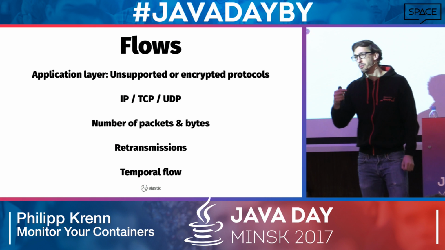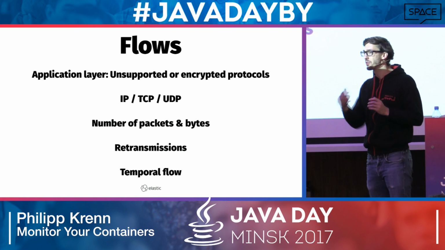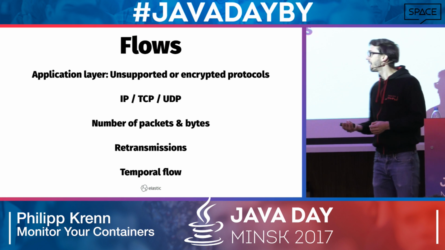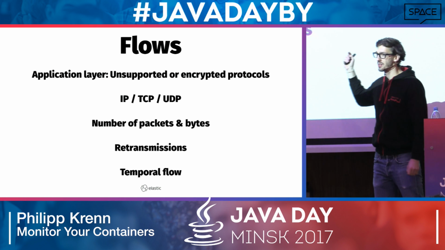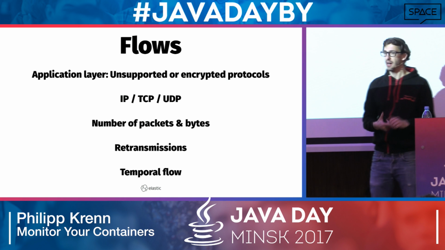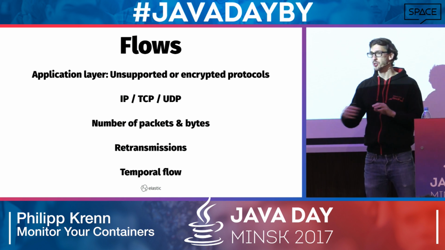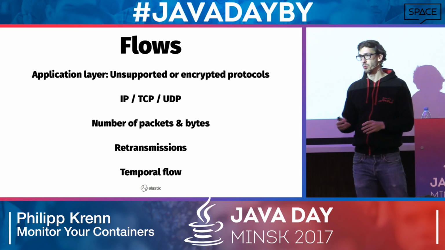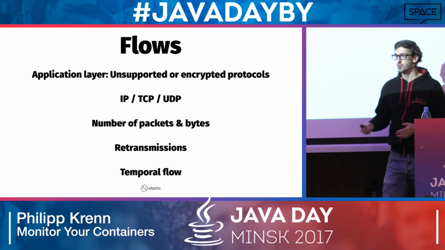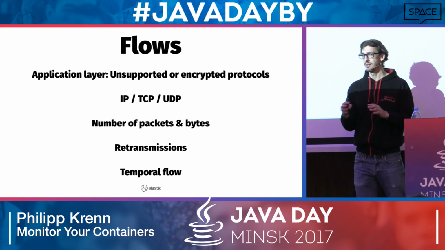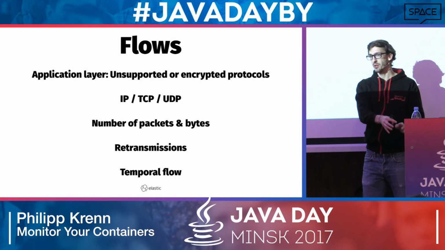And if we don't support the protocol yet, or it's encrypted, since there's no magic, we cannot really look into the encryption, then we have something called flows. Flows are pretty much like TCP/IP information. So we know who is communicating with whom, how much traffic, how many packets, but since it's encrypted, we cannot see into the packets, or we just don't support the protocol. So we still know who is talking to whom, and we can tell you, like, this IP there is generating all the traffic.